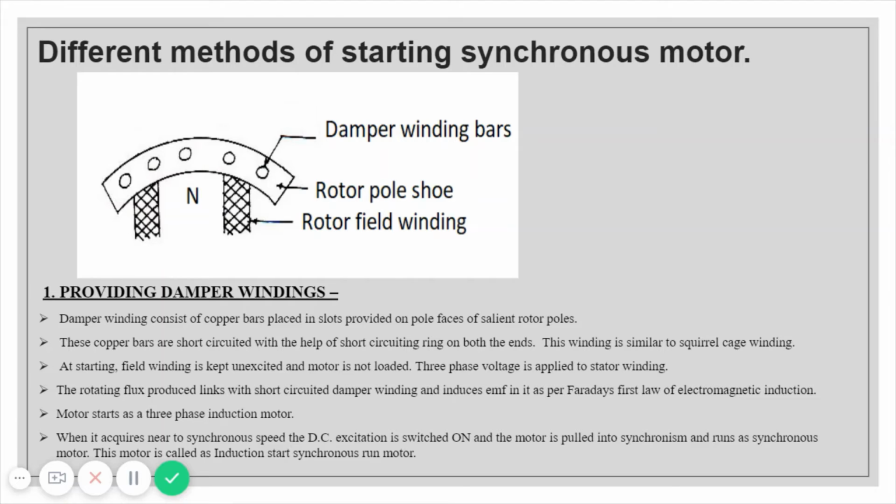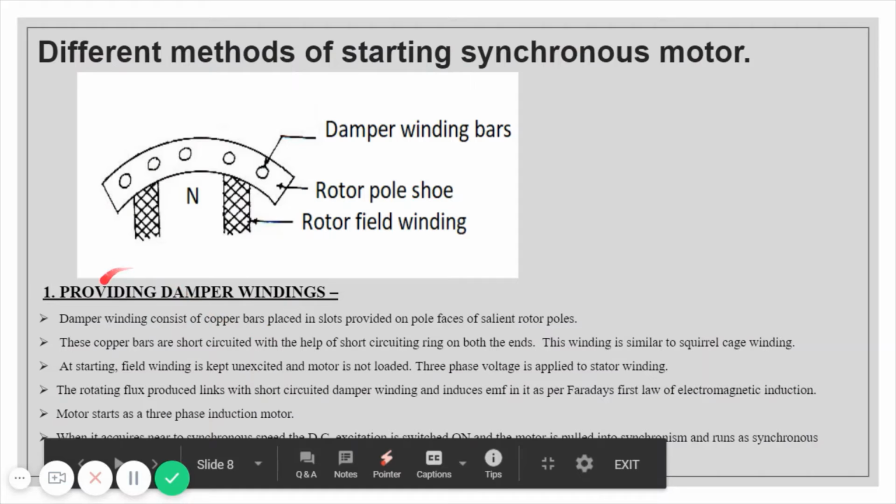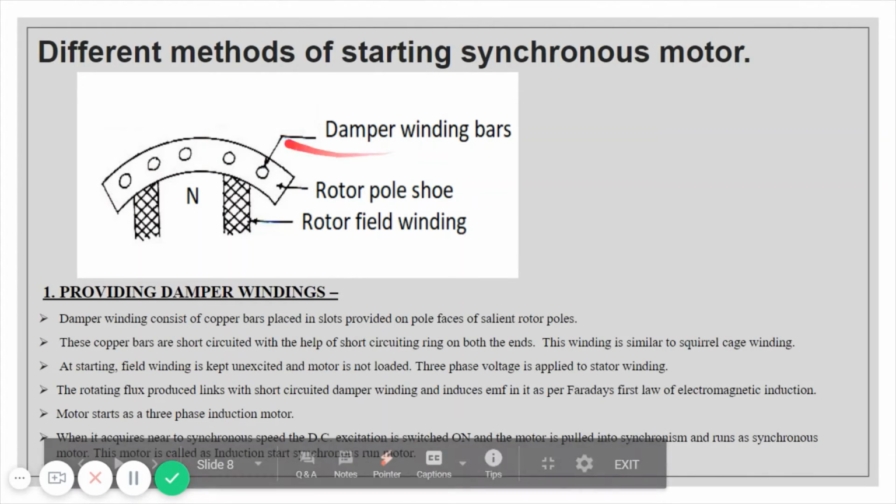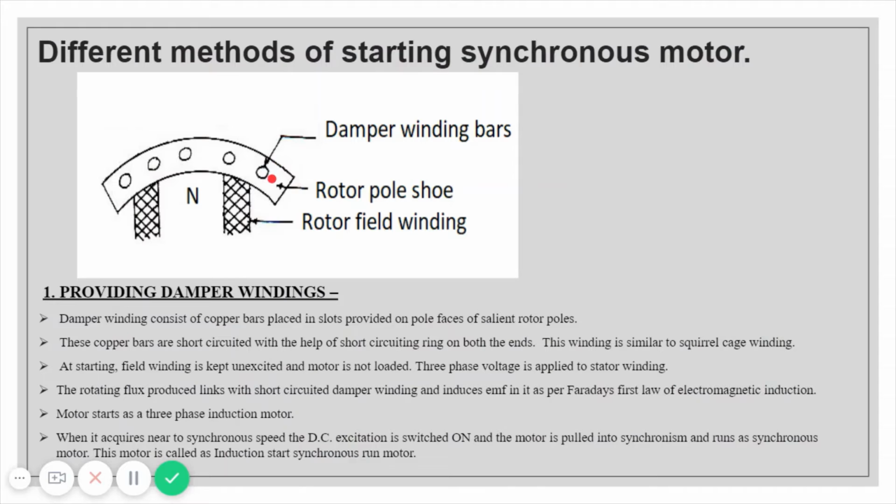Now there are different methods of starting a synchronous motor. The first one is providing damper winding. Here you can see how the damper winding is situated on the rotor pole shoe, and the rotor field winding, which is shown in the hatched part. This is the rotor pole N, and at the pole shoe there are damper windings placed around the rotor shoe.